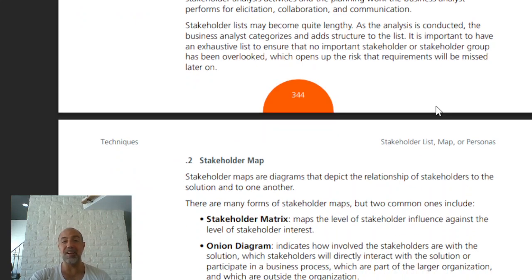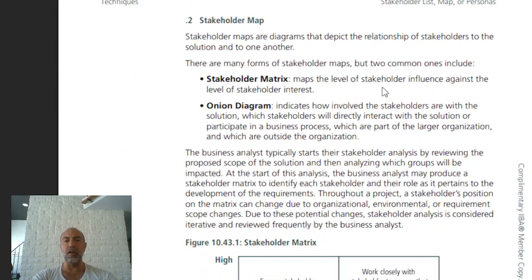The stakeholder list may become quite lengthy as analysis is conducted. The business analyst categorizes and adds structure to the list. It is important to have an exhaustive list to ensure that no important stakeholder or stakeholder group has been overlooked. It doesn't mean you have to use the whole list, but you have to build it, otherwise there's the risk of requirements being missed later on. So don't mess about. There are some things you need to finalize as best as you can, but then you can average things out or mitigate risk in between. Like, do I have to spend 20 hours interviewing every single person on the list, or connect a certain relationship between all of them and interview on that basis?